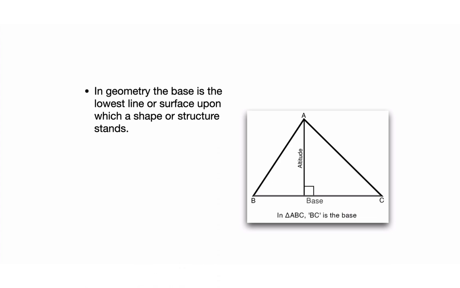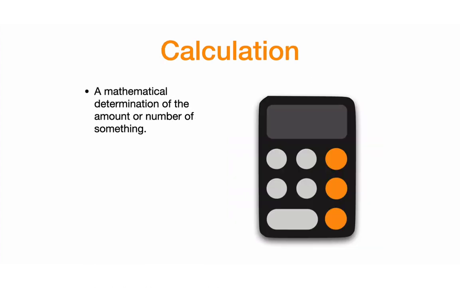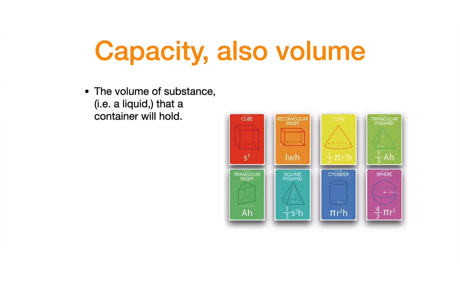In geometry, the base is the lowest line or surface upon which a shape or structure stands. Breadth, also width, the distance or measurement of the lesser of two or the least of three dimensions of an object. Calculation, a mathematical determination of the amount or number of something.